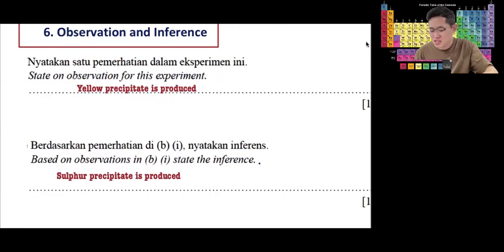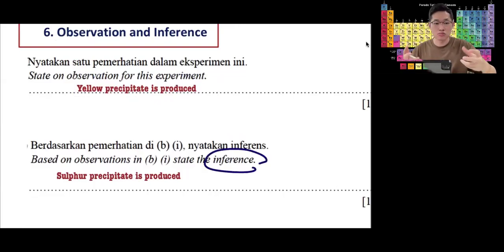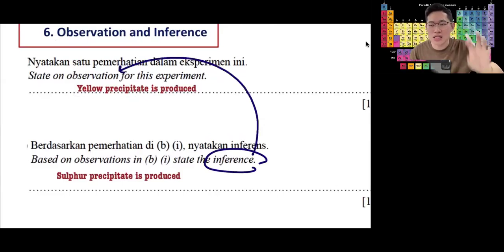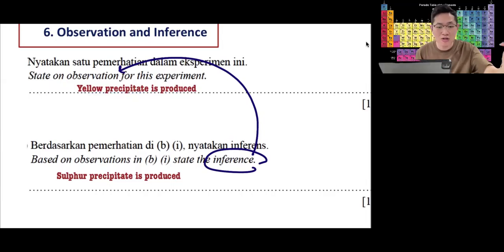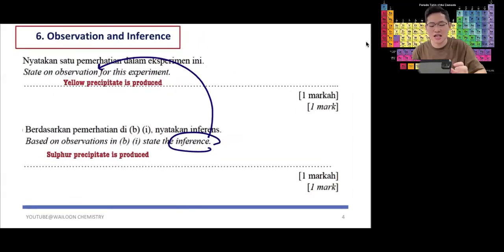Then what is inference? Inference is where you tell them what the thing you saw just now actually is. I saw a yellow substance just now. What is the yellow substance actually? Sulfur. So for the observation, I just tell you the color, the appearance, without telling you what it is. But in the inference, I tell you the yellow thing is actually sulfur. That's how I give inference. It's like giving an explanation to what you see.